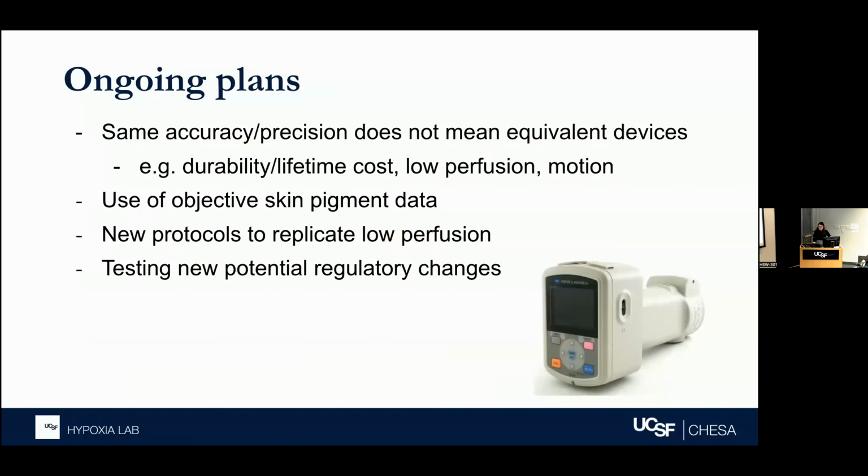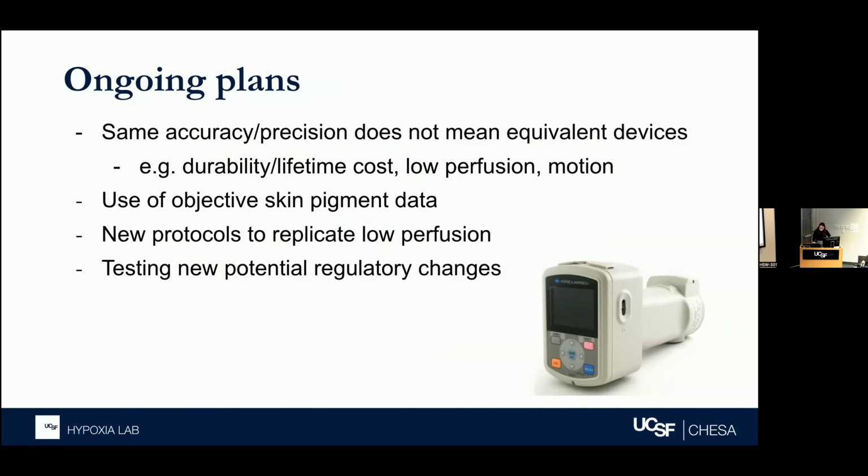And here are kind of our ongoing thoughts and plans. We plan to address that having the same accuracy or ARMS doesn't necessarily mean that devices are equivalent. For example, a $10 model likely doesn't have the same durability or lifetime cost or performance under variable perfusion or motion as a much higher cost device might.